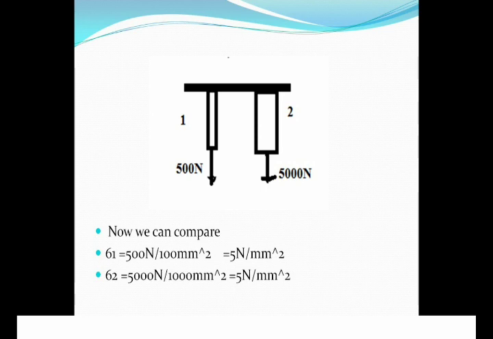Similarly, for bar 2, sigma 2 is equal to 5000 Newton per 1000 mm square, the cross section area. Again we get the value, that is 5 Newton per mm square. Now from this, the assumption we had made that bar 2 is stronger is nullified or is not accepted. When we have the common platform for comparing, we see that both are having the same stress.